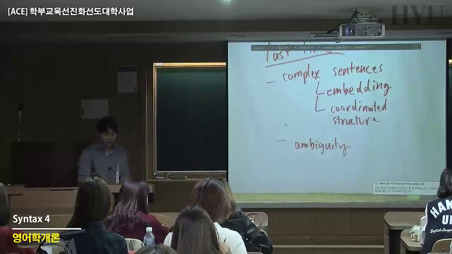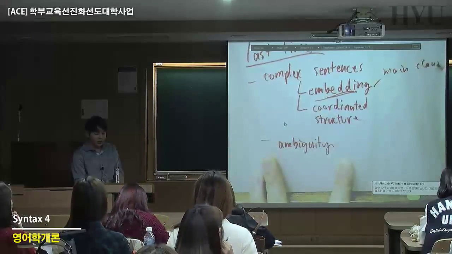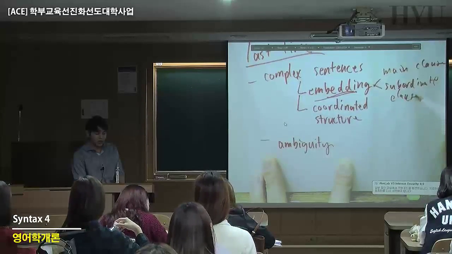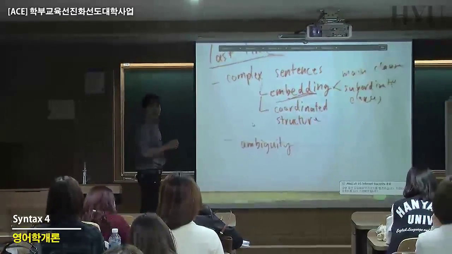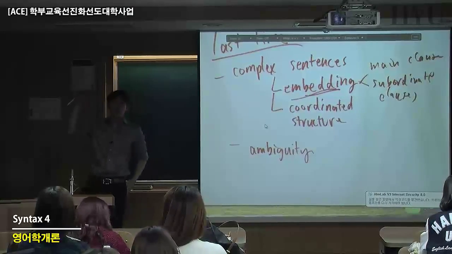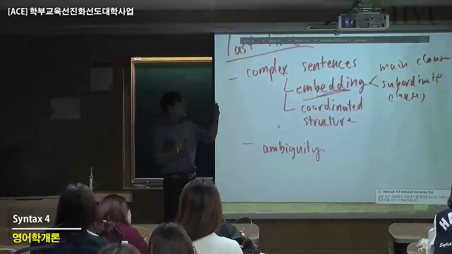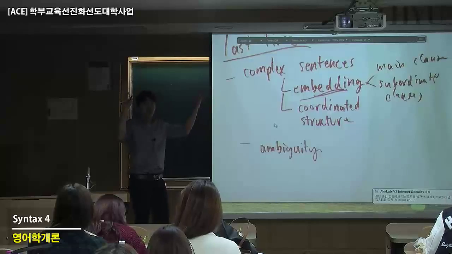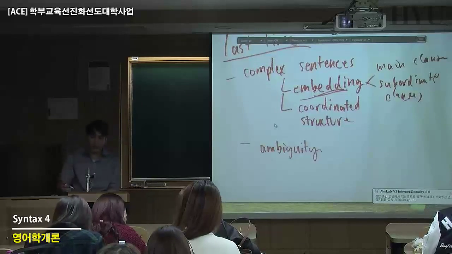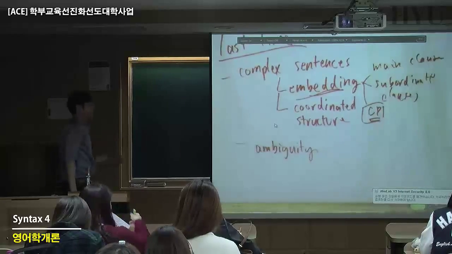When you have embedding, you always have one main clause, and you always have other subordinate clauses. And when you do embedding, you need what we call a complementizer. A complementizer is a word that joins the main clause and the subordinate clause together. In English, you have words like that, if, whether. So you need a complementizer word, and we do that by using a CP.